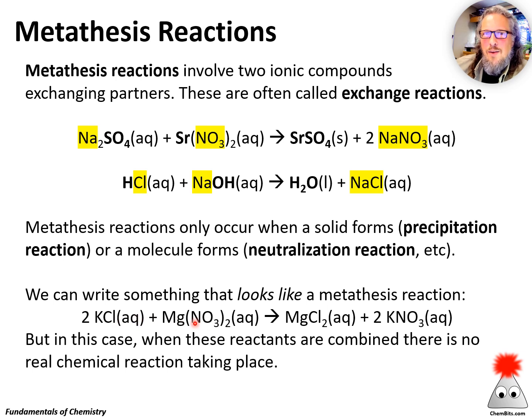So that's one of the reasons why classifying chemical reactions can be very helpful. If we know what a precipitation reaction looks like and a neutralization reaction looks like, we can predict whether some combination is going to form products or if it's just going to be some random mixture of all of these ions floating around in solution and not really reacting with one another.